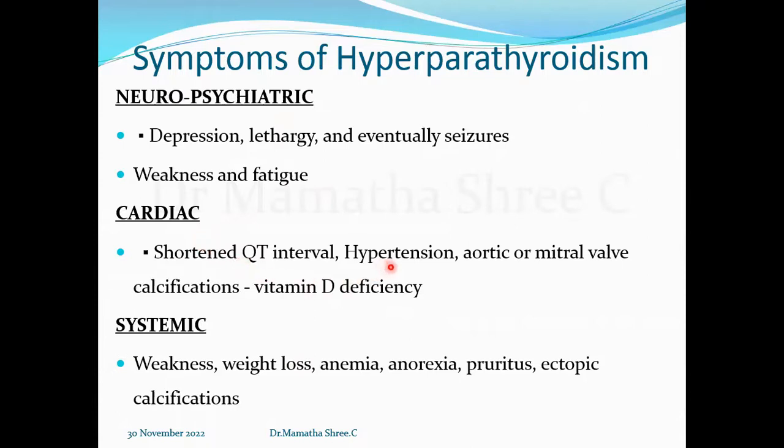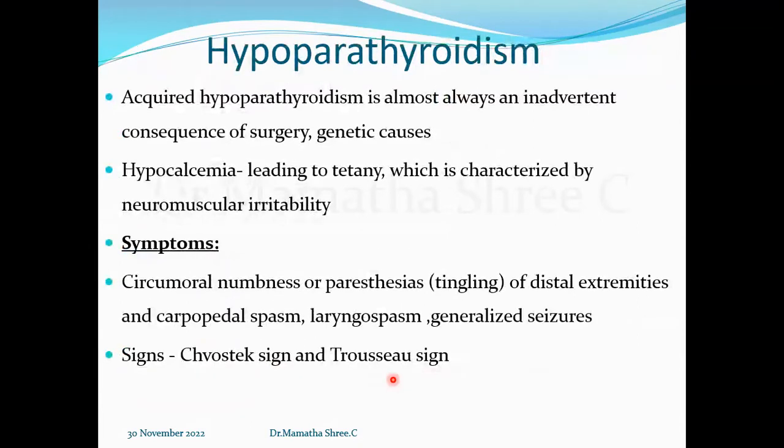Therefore, there is a shortened QT interval. There is hypertension, aortic or mitral valve calcifications, because in hyperparathyroidism there is more calcium in the blood, right? So it starts accumulating in all the organs. Likewise, it also accumulates in the heart, specifically in the valves, resulting in valvular calcifications. Then systemic symptoms could be weakness, weight loss, anemia, anorexia, pruritus, and other ectopic calcifications.